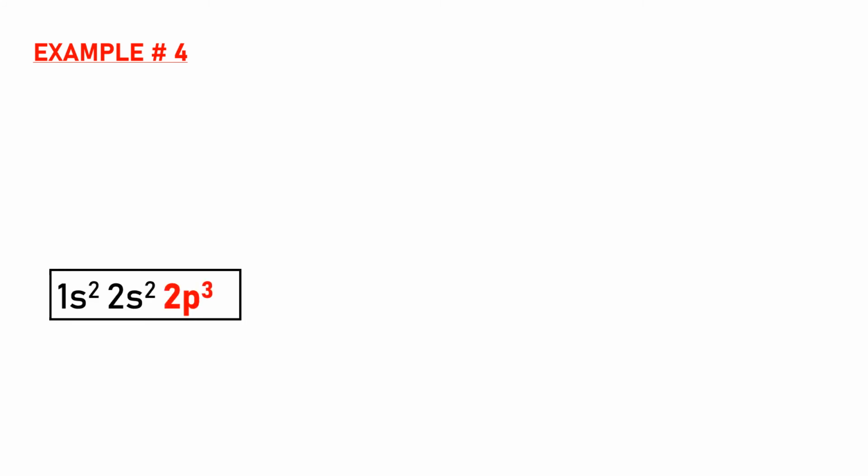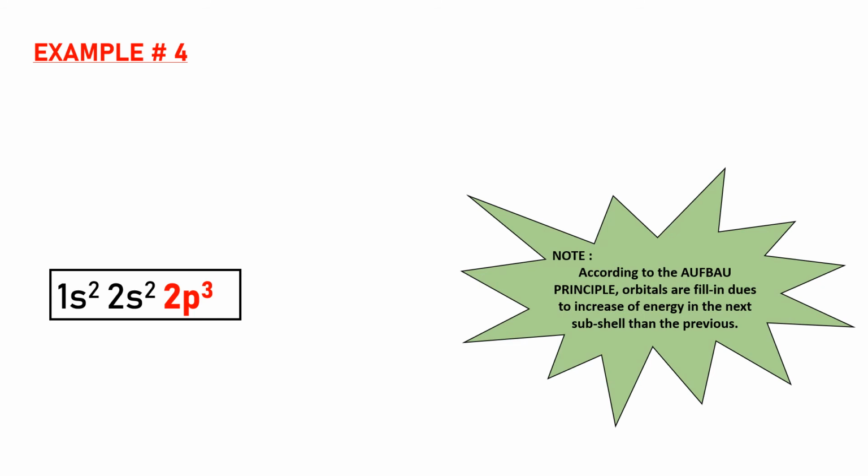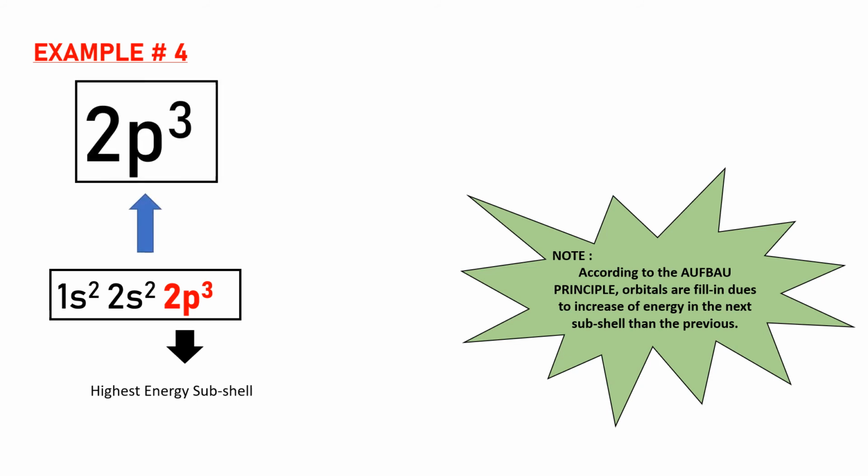So let us have problem number 4, or example number 4. What if this is the case? 1s2, 2s2, 2p3. According to the Aufbau principle, orbitals are filled in order of increasing energy, each next subshell higher than the previous. So therefore, the highest energy subshell here is 2p3. And that's the thing that you can use to solve for the quantum numbers.